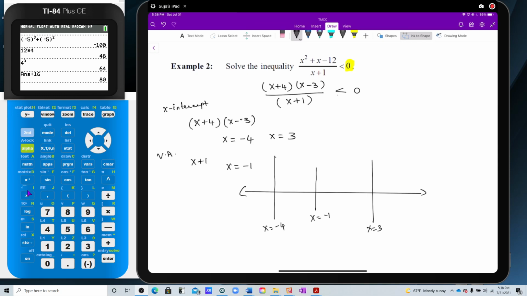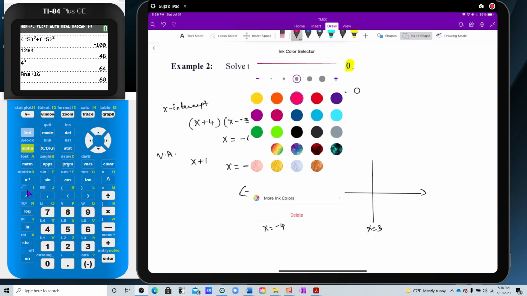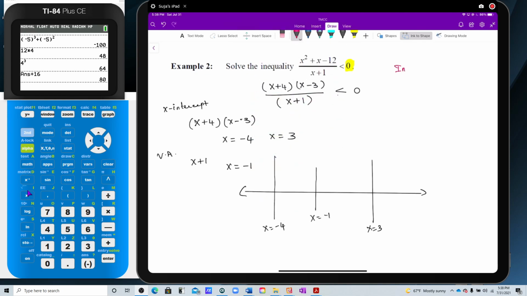So the first interval is from negative infinity to negative 4. The second one will be from negative 4 to negative 1. The third one will be from negative 1 to 3, and the fourth one will be from 3 to infinity. Okay, these are the intervals. A couple of these intervals will be true and the others might be false. Anything that's true is where the solution is.